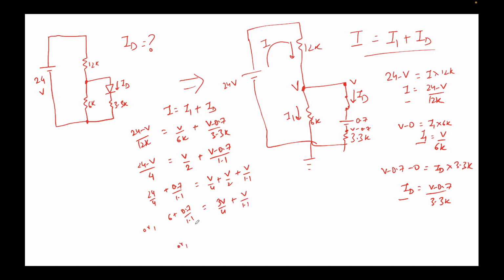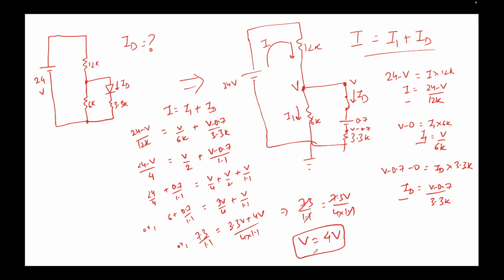We'll get 6.6 plus 0.7, that's 7.3 over 1.1 equal to, let's take the LCM here. So that will be 3.3V plus 4V over 4 times 1.1. This will give 7.3 over 1.1 equal to 7.3V over 4 times 1.1. So 7.3 gets cancelled, 1.1 gets cancelled. We get V equal to 4 volts. Okay, very good. Now we were required to find the current through the diode.